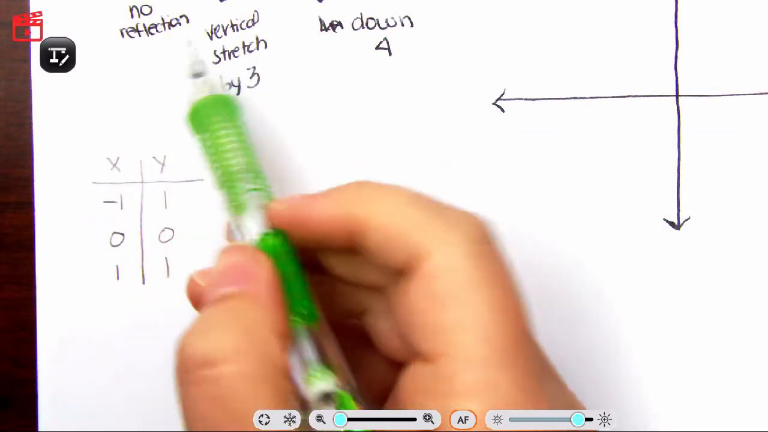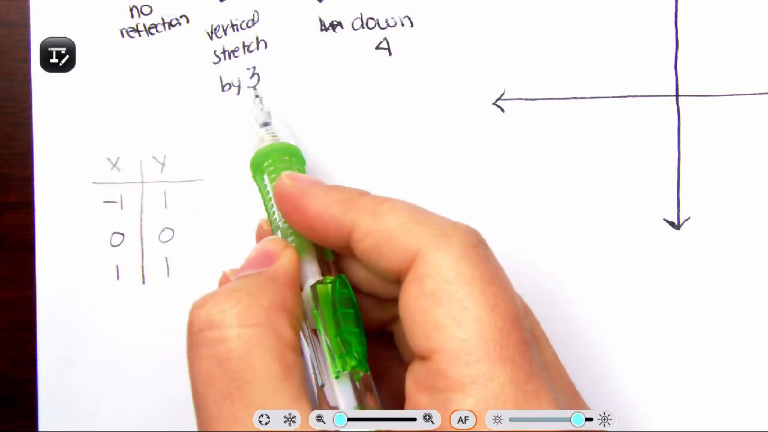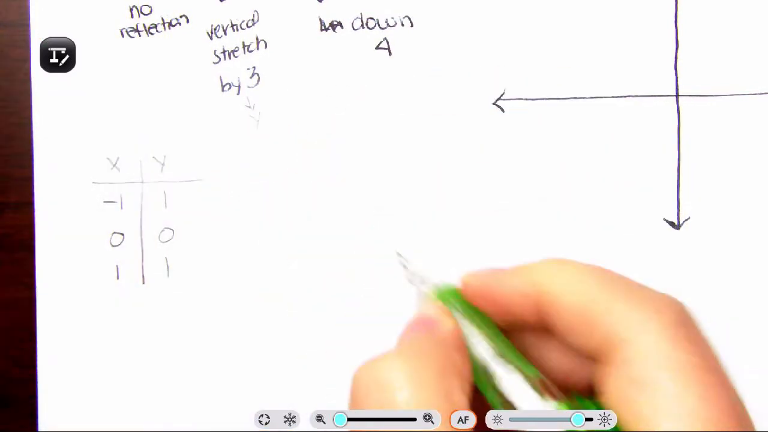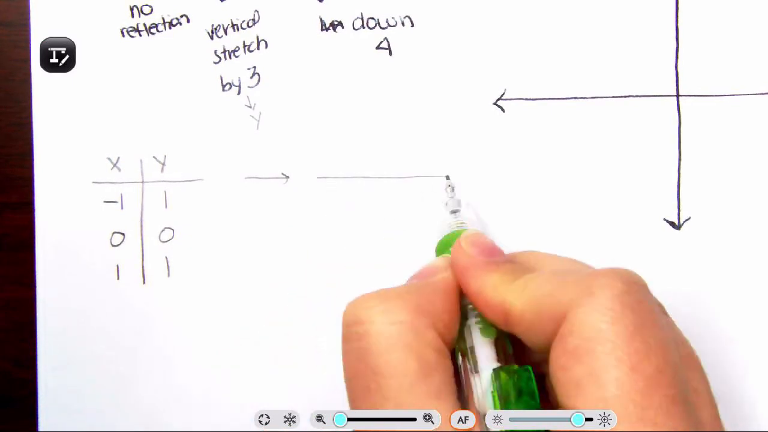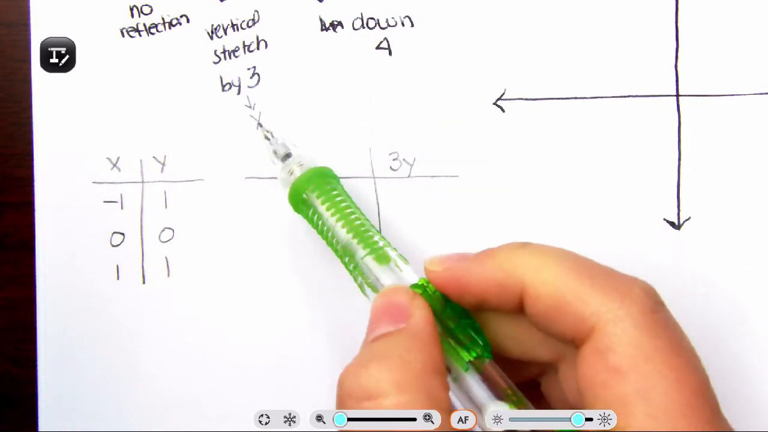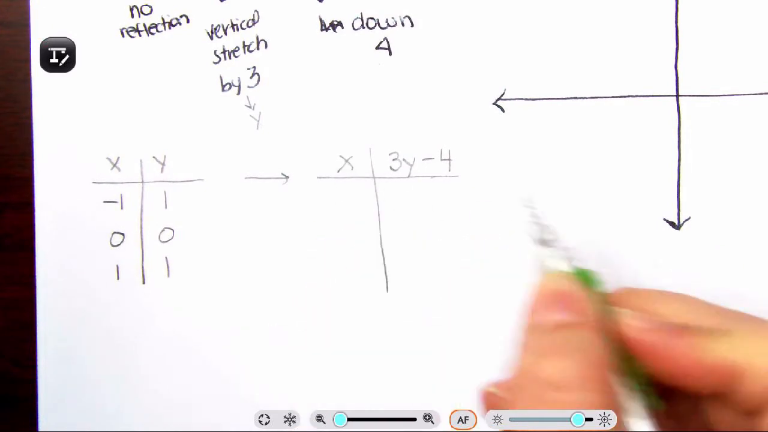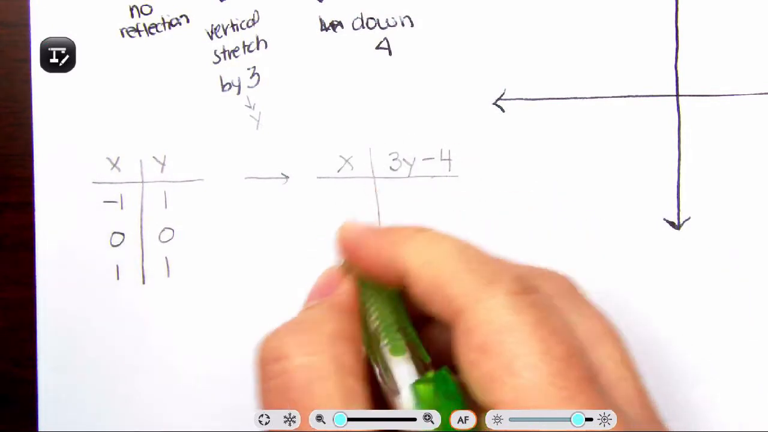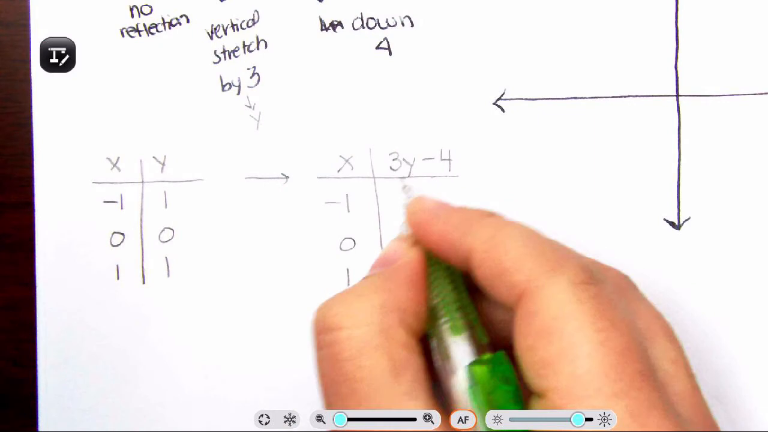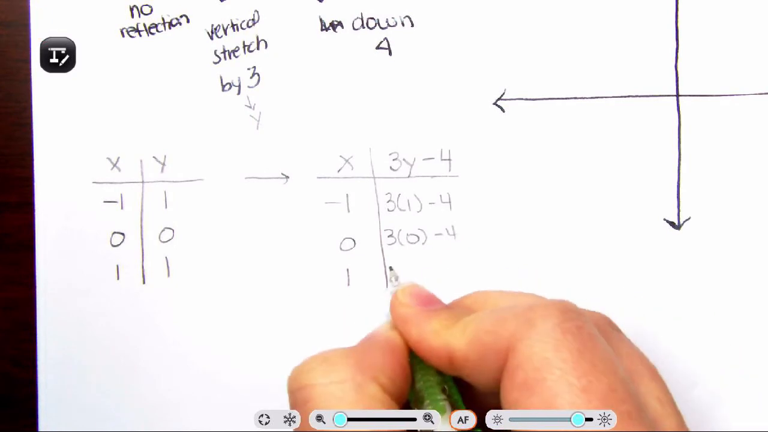Now, what is happening? Well, there's no reflection, so I don't need to multiply by a negative on anything. Vertical stretch by 3. Vertical means up and down, so what's changing? X or Y? That means my Y is changing. And so if I'm changing my Y by a factor of 3, that means now I have 3Y. And not only do I have 3Y vertically, I also have down 4. So although my X, my horizontal, doesn't change, a lot is happening to my Y. So I have still -1, 0, and 1. Now I'm taking my Y value and plugging it in. All of my Y values. And so that's what's happening to each point.